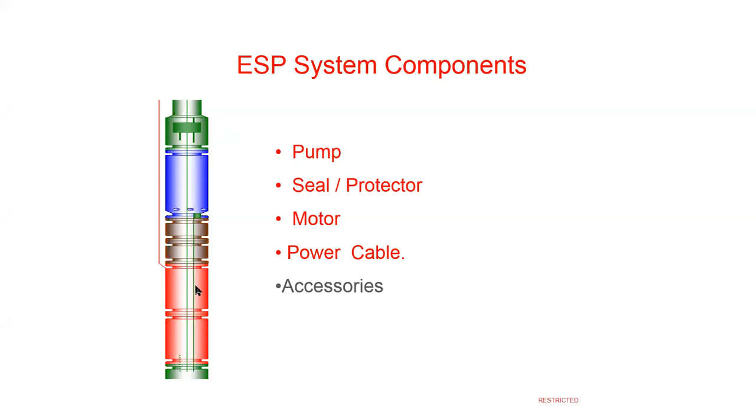And the two main enemies are the solids and gases. The solids are the first enemy because there are rotating parts that are affected by the solids, and the gases because the pump is not designed to handle gases. So we need some sort of accessories to mix the gas before it enters the pump or to separate this gas into the annulus. The weakest point in this system is the power cable. The failures in the power cable are one of the most common failure causes of the ESP system.